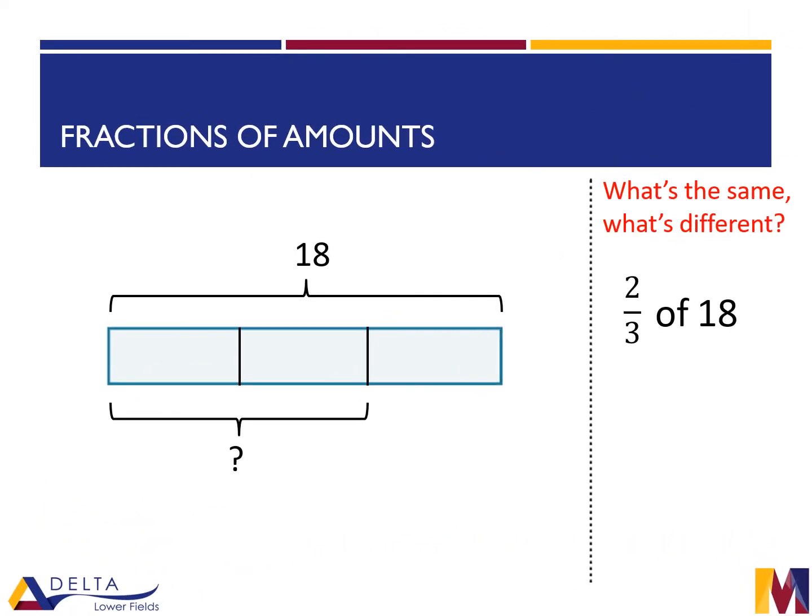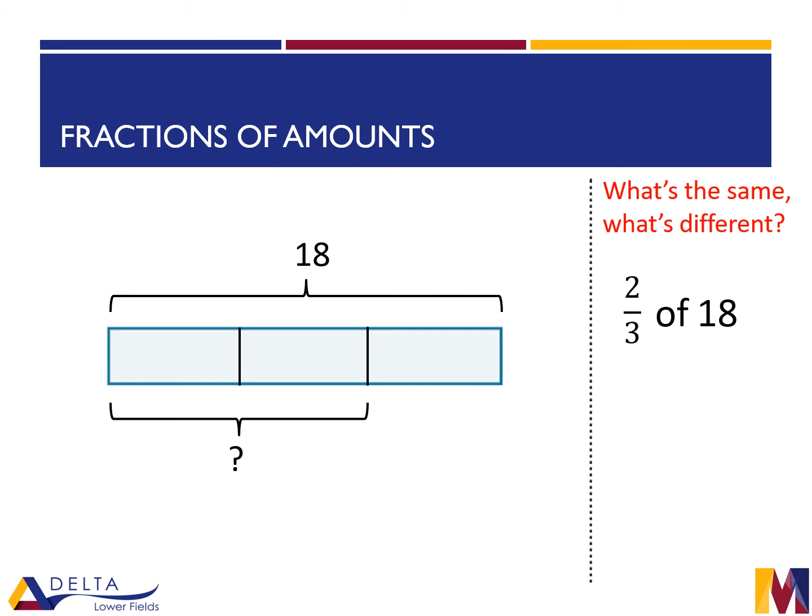Let's take a look at this example. What's the same and what's different about it before we start? Oh, the whole is still represented by 18. Good, that's the same. What else is the same? Oh, we're still working in thirds. It's still got 3 equal parts in a bar. Any differences? We're looking for 2/3 this time. Well done. We've identified those things so we can use that.